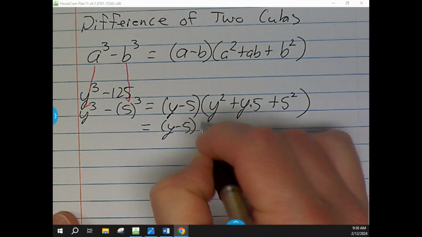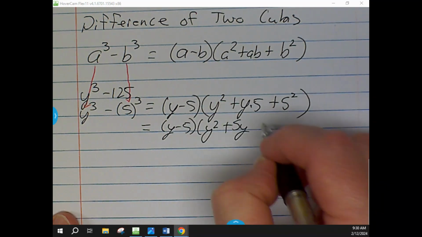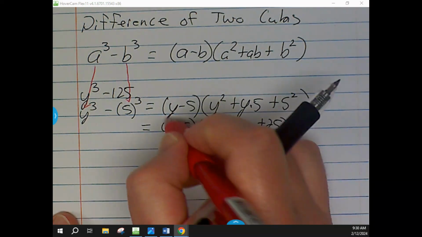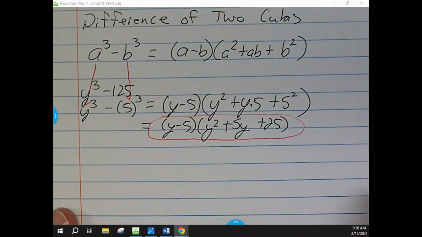And as you're working these out, if you go, well, that's y times 5, let's go ahead and make that 5y. If that's 5 squared, you can make it 25. And again, I'm just writing this out to make sure that we've got everything there, so we're not skipping any steps, to make sure that the flow is there.